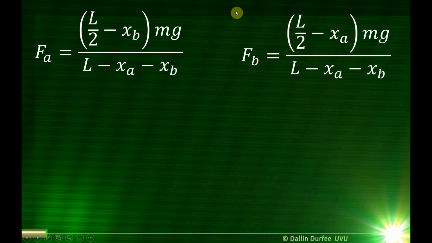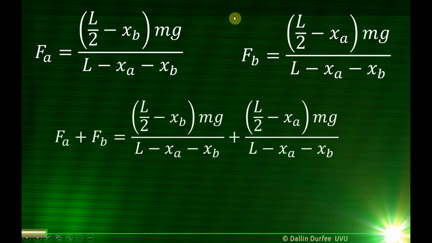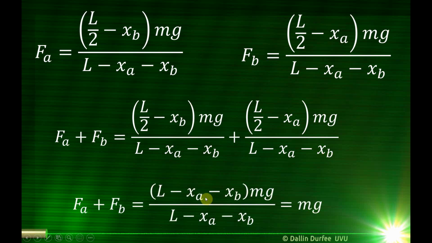Now, let's look at our two solutions. Here's force A and here's force B. First of all, notice what happens when you add them together. We get these two things. They have a common denominator, so we can combine them. And when we do that, we find that we have this in the numerator and this in the denominator, and they cancel out, and we just get mg. So our solutions satisfy the force equation, right? That the net force is 0, that these two upward forces added together equal the gravitational force downward and cancel it out. So that's a good check to see if what we got makes sense.